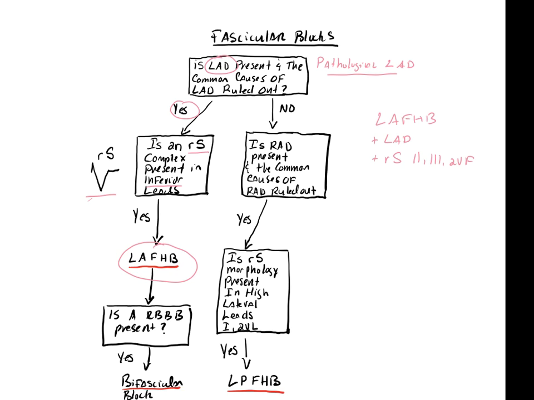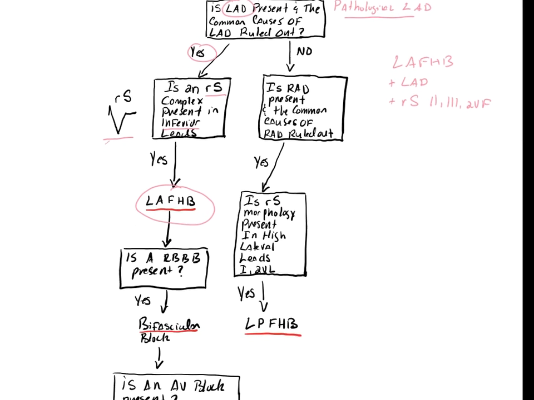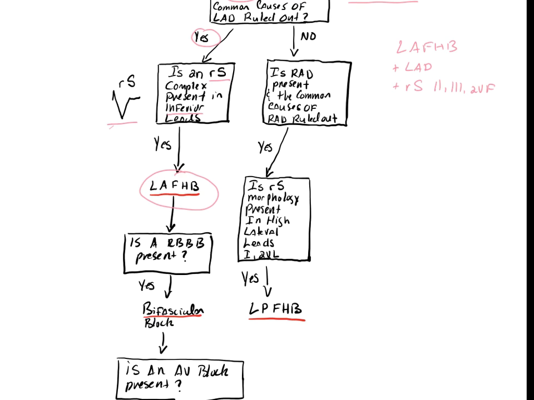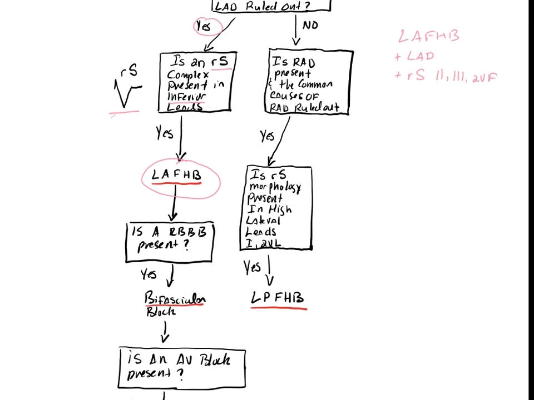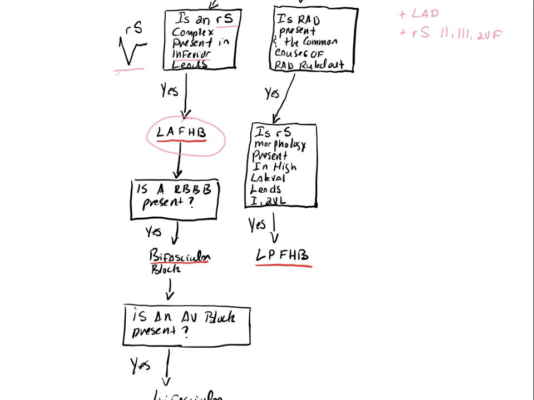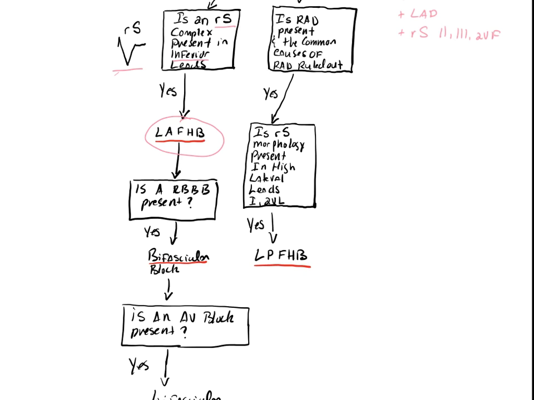All right. Now, RS complex, little r, big S. That's just what it means. RS complex means little r wave, big S wave. And I'll show you some examples here in just a few minutes. Now, that's not the end of the story. If we have a left anterior fascicular hemiblock, then you need to ask yourself, is a right bundle branch block present?